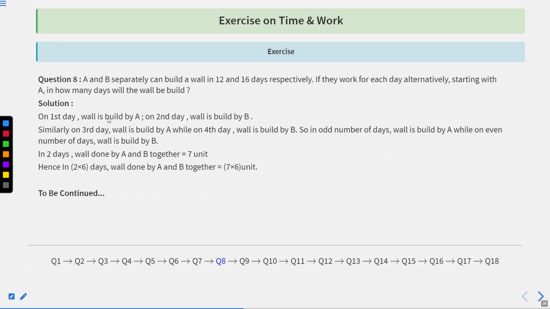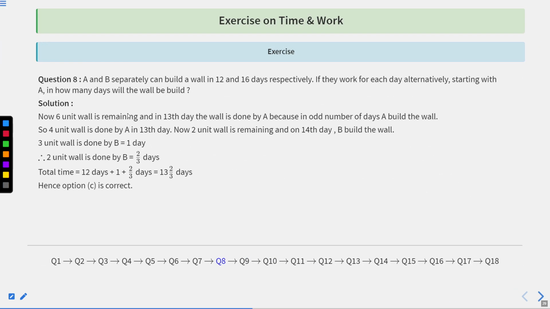So now, on the first day, the wall is built by A, and on the second day, the wall is built by B. Similarly, on the third day, the wall is built by A, while on the fourth day, the wall is built by B. So on odd number of days, the wall is built by A, while on even number of days, the wall is built by B. And in 2 days, work done by A and B together is 7 units. And hence in 2 into 6 days, work done by A and B together will be 7 into 6 units.